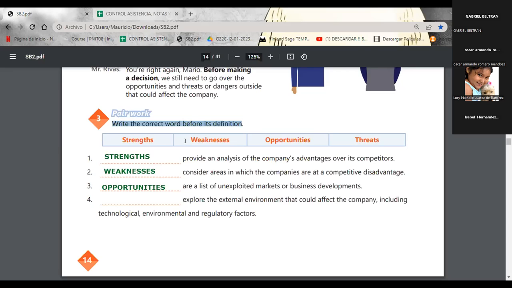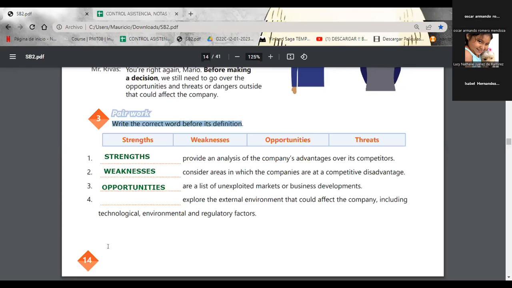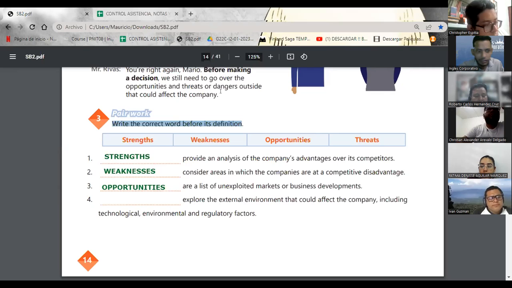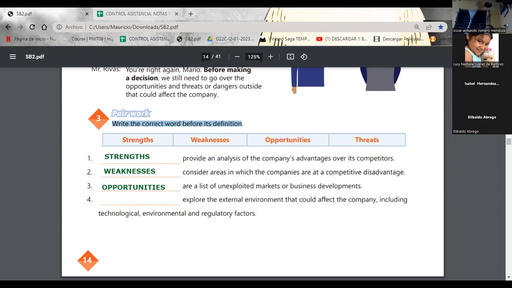The last one is number four. Gabriel, can you help us with the last one, please? Hi, teacher. I have a problem with my computer. Oh, okay. Sorry. Somebody else then. Elivaldo, hello. Okay, no, he cannot hear us. All right. That's okay. No problem. Ivan, help us please with the last one, number four.